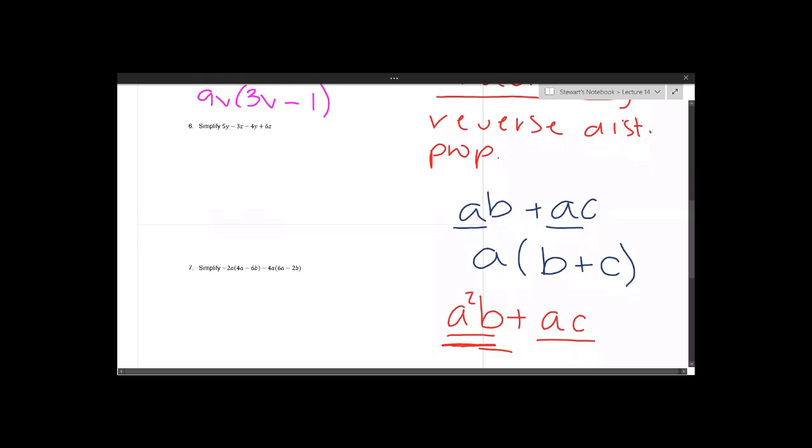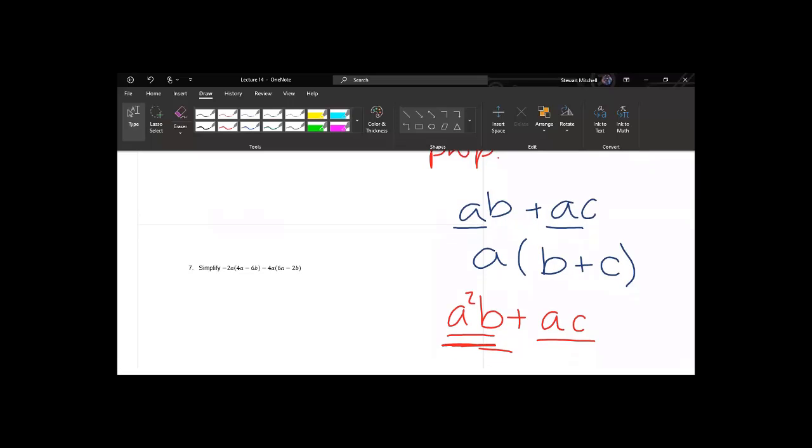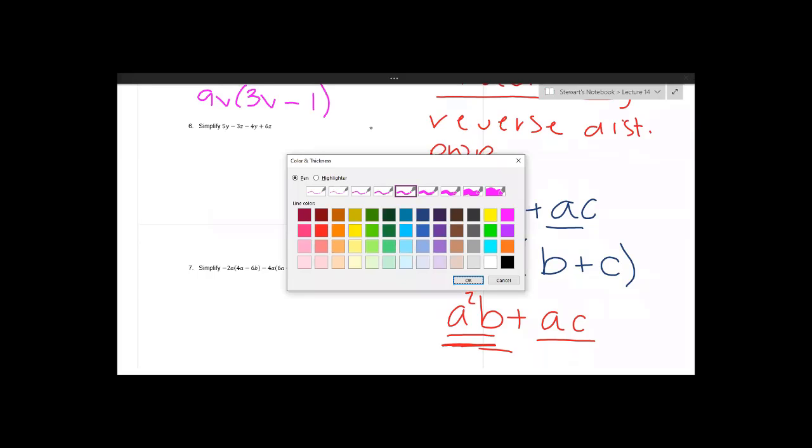If you notice, math builds. Everything that you've learned before still applies. It's just a new way to think about it and a new way to apply it.